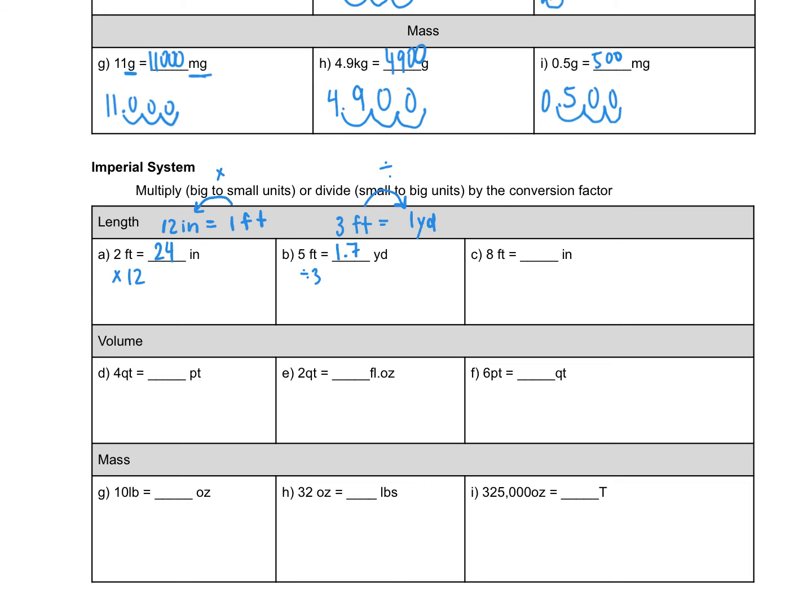So when I go in this direction, I will divide. Next, 8 feet into inches. That's the same conversion we used before with 12 inches equals 1 foot. So I want you to take a couple seconds and decide if you should multiply by 12 or divide by 12. And we are going in this direction.